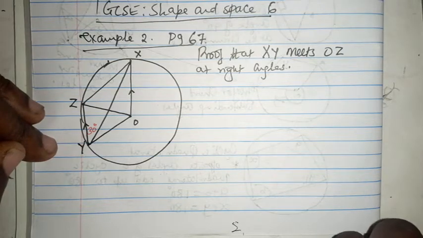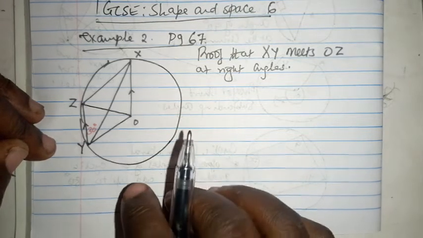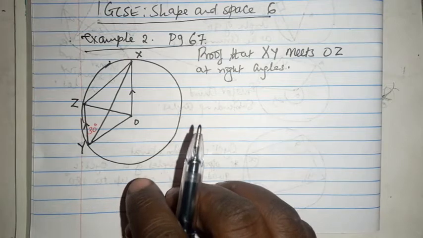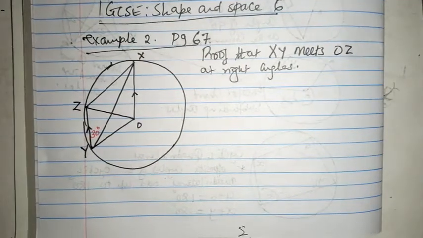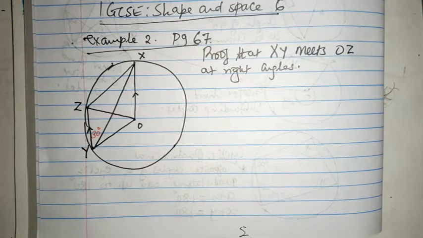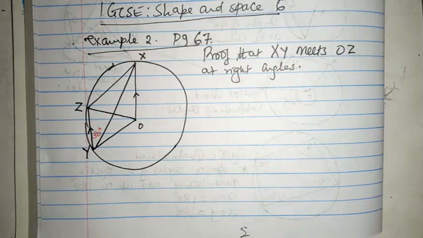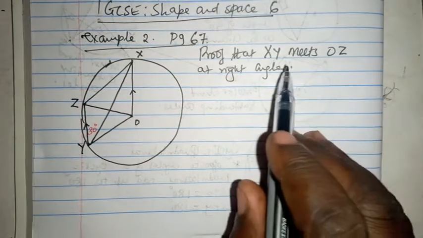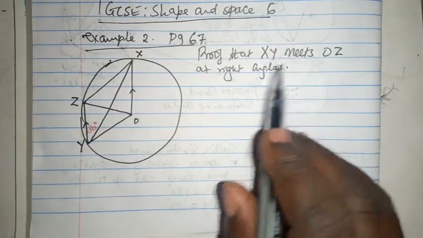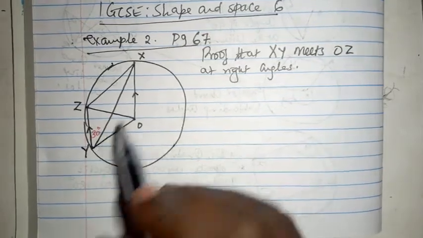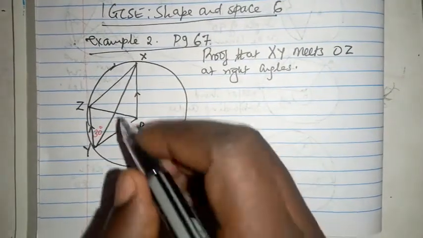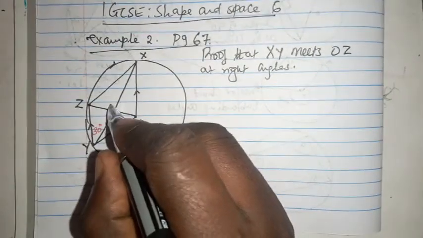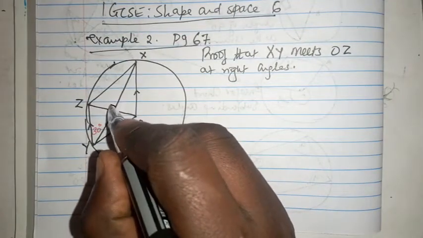And in this video, I'll be explaining example 2 of IGCSE 9-1 under the topic Shape and Space 6. And this one, we are just supposed to prove that XY meets OZ at right angles. In other words, you're supposed to prove that that is 90 degrees.